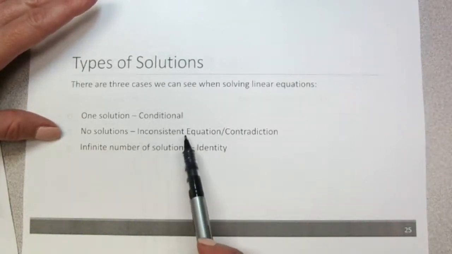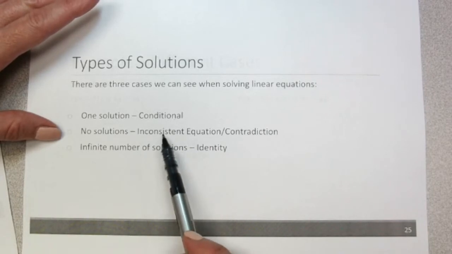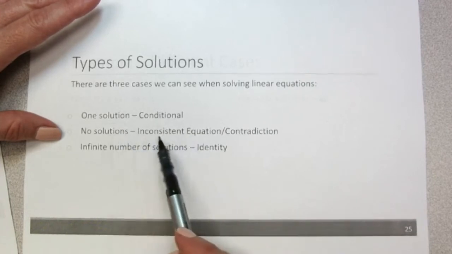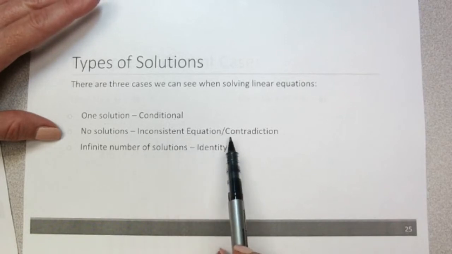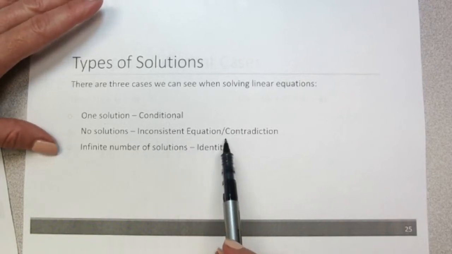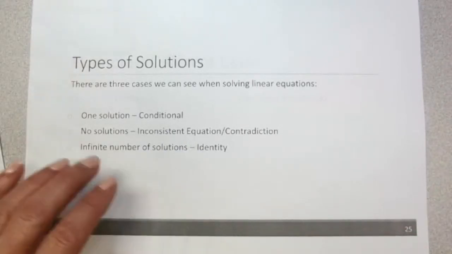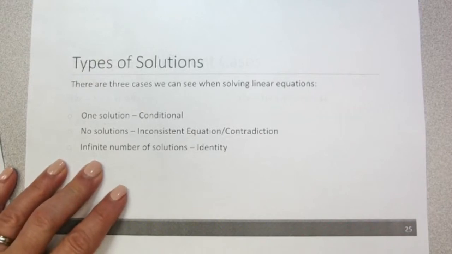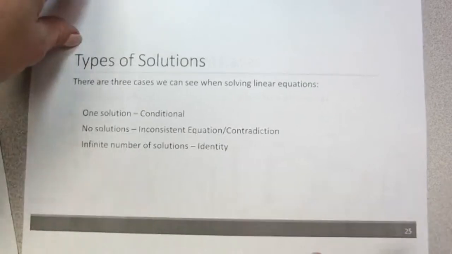The second case that we might see is that there is no solution. We would go through all the steps properly, but there wouldn't actually be a solution. We would not come up with a number that made the equation true. In this case, we refer to that as an inconsistent equation or a contradiction. And then the third case we might see is that there's an infinite number of solutions. In that situation, any value that we come up with would still make the equation true, and we would refer to that type of equation as an identity.